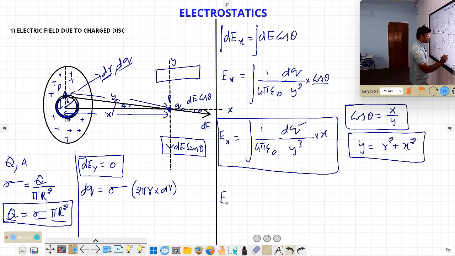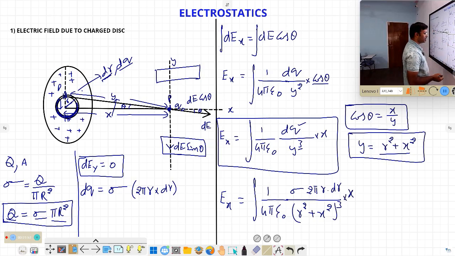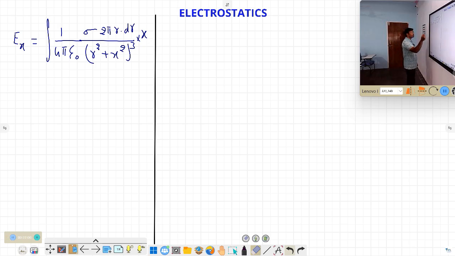So we get Ex equal to integral 1 by 4 pi epsilon naught into dq, which is sigma into 2 pi r into dr, by y, which is r square plus x square whole power 3 by 2, because we have a cube, into x. This is the equation we got. Now you have to integrate this equation and you will get the result required for the electric intensity. The inner ring has minimum radius 0 and maximum radius R, so we have to integrate with limits from 0 to R.